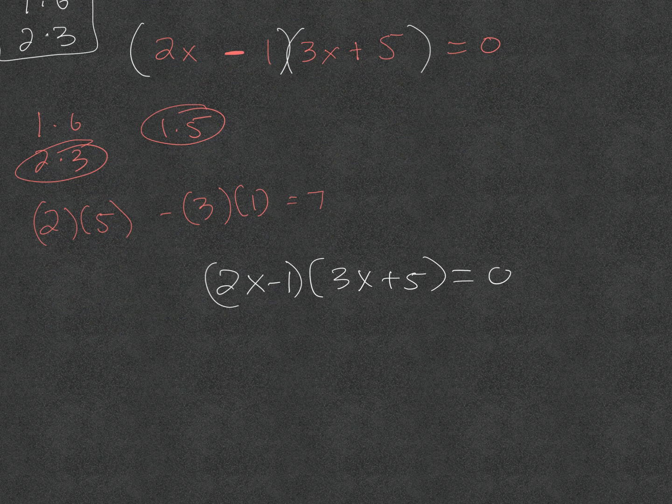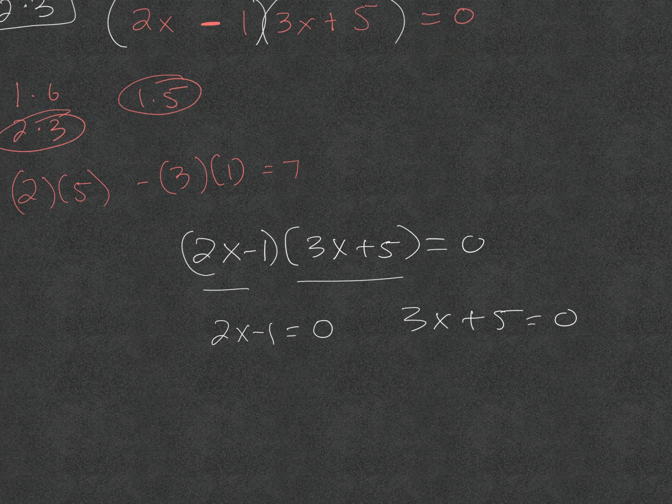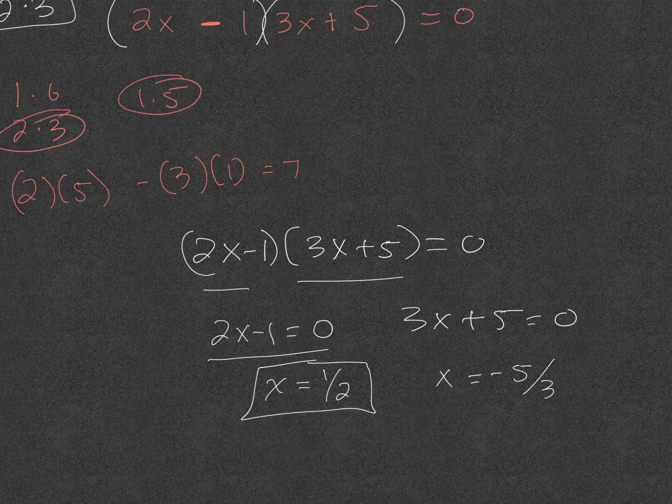Therefore, if we have these binomials, if either binomial is 0, the whole equation is equal to 0 because 0 times anything is 0. Therefore, 2x minus 1, if it's 0, that's a solution. 3x plus 5, if it's 0, it's a solution. Now here I'm going to add 1 and divide by 2, and I get x is equal to 1/2. And over here I'm going to subtract 5 and divide by 3, and I'm going to get x is equal to negative 5 over 3. 2 solutions.